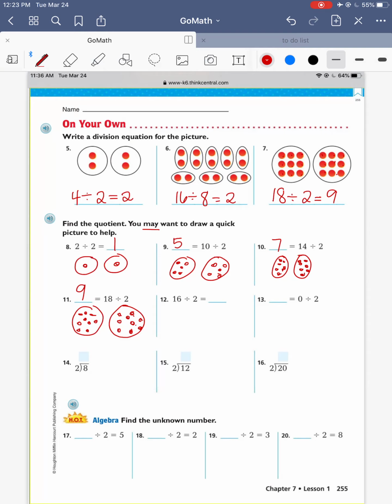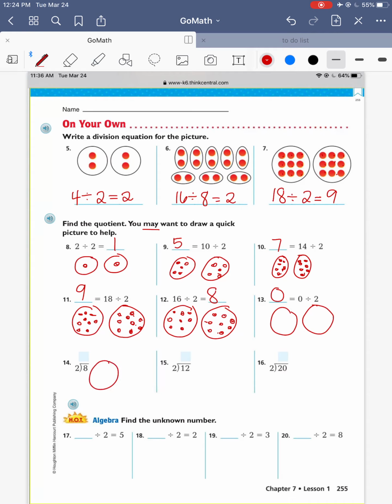16 divided by 2, make 2 groups and put a dot in each until you get to 16. Oops. 1, 2, 3, 4, 5, 6, 7, 8. 0 divided into 2 groups. So how many counters do we have in each group? We have nothing in each group. So 0 divided by 2 is 0.